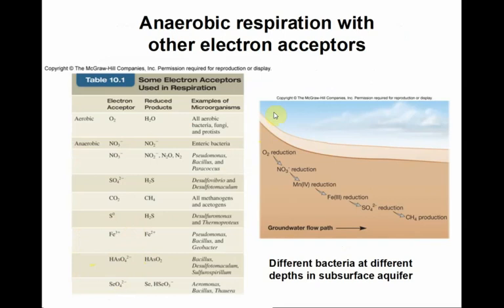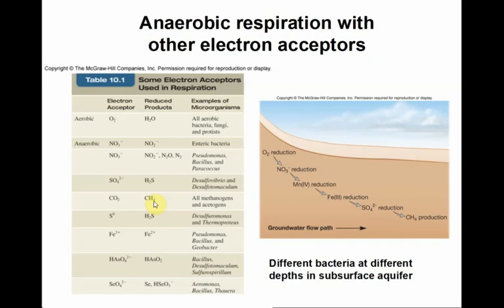on the ground, where oxygen is available. Then there'll be aerobes, and then a little bit further down in the water table, you'll have bacteria using nitrate because it's the next best electron acceptor. When all the nitrate is used up, you'll have bacteria using manganese, then iron, then sulfate, and then finally, when there's nothing left at all, apart from maybe a little bit of carbon dioxide, then methanogens can use carbon dioxide as an electron acceptor and produce methane.